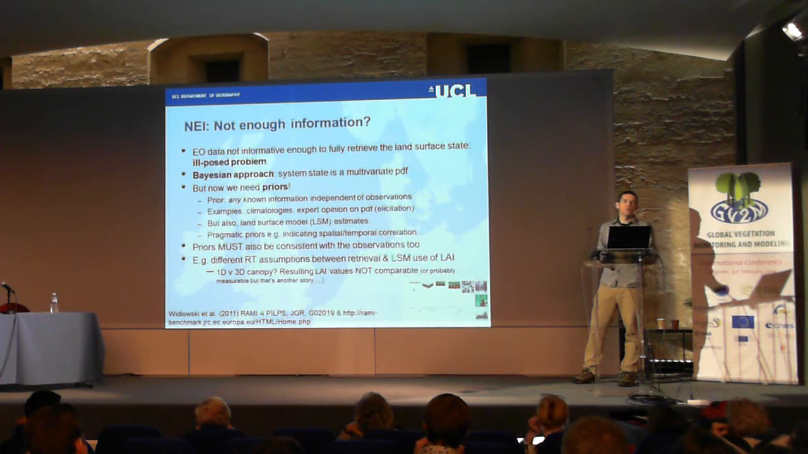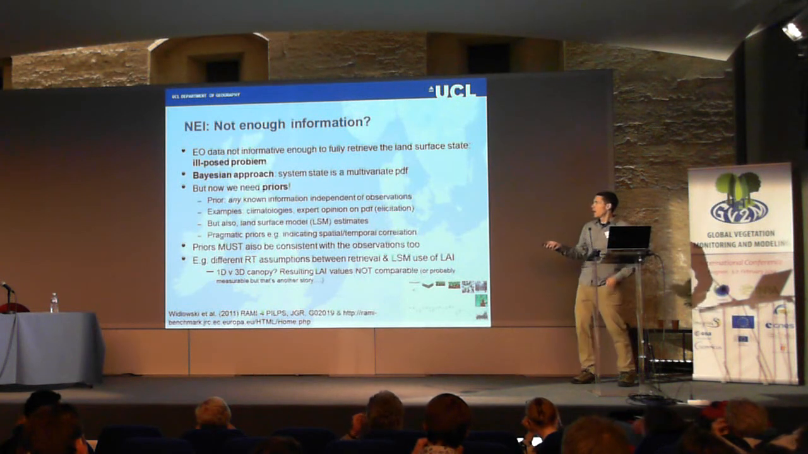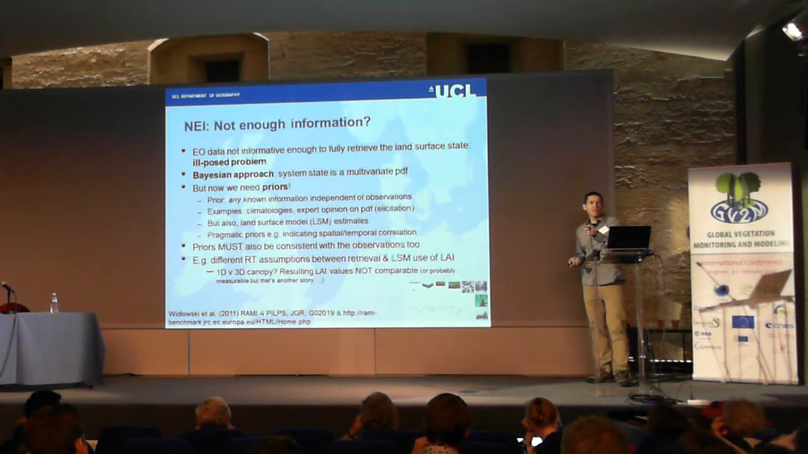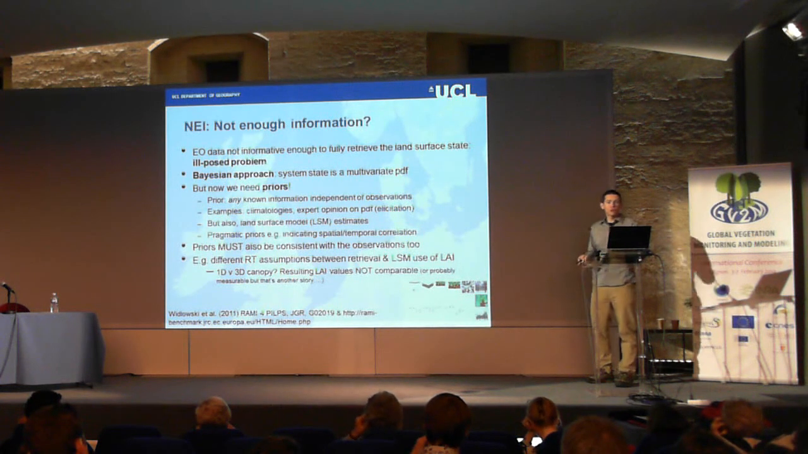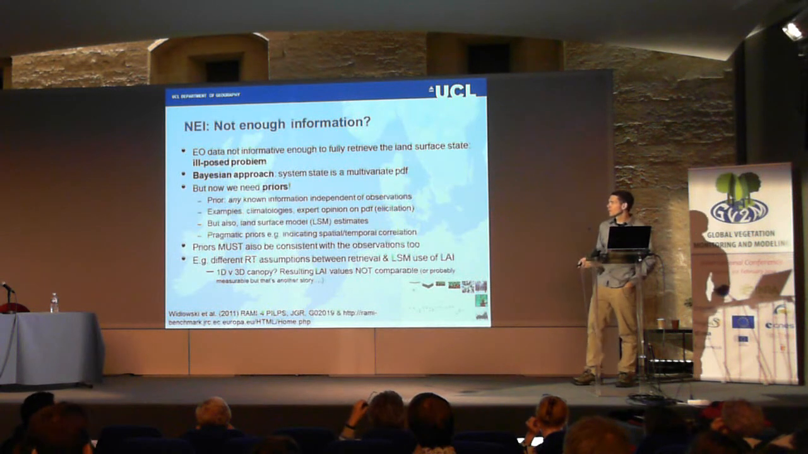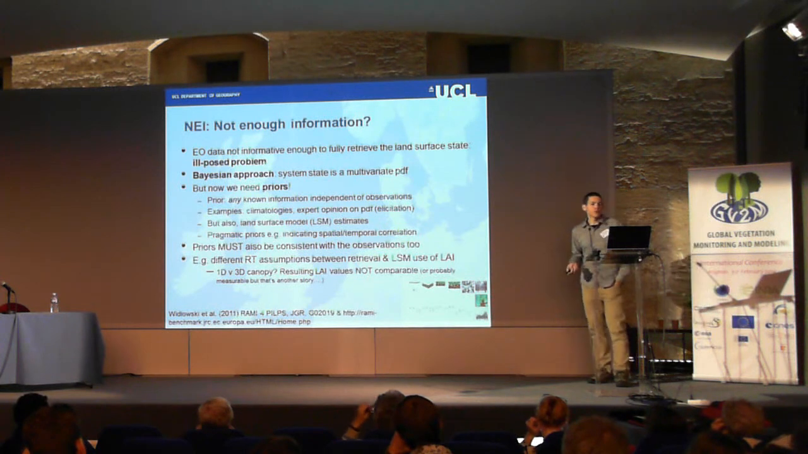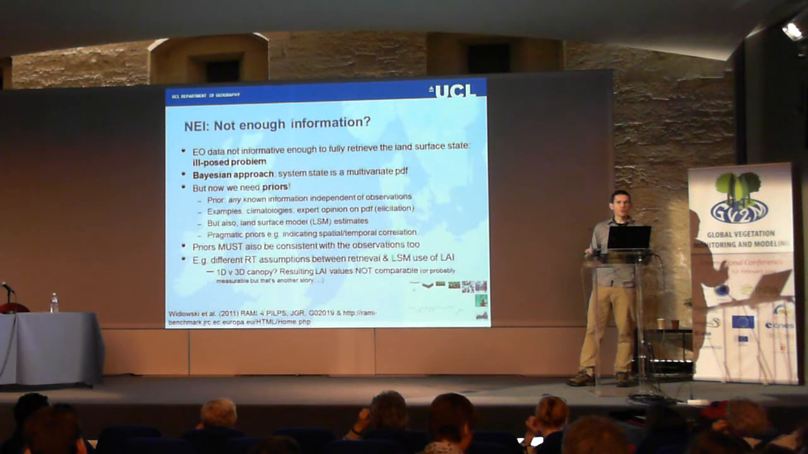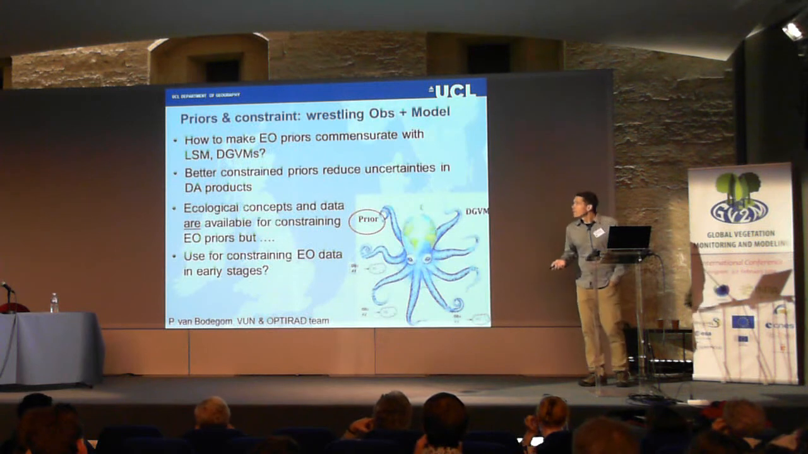Why choose one particular default parameter value of a large-scale model rather than another? We can do sensitivity analysis and so on, but elicitation is essentially getting people in a room and saying, where's your prior value on this distribution? Where is your prior? Also pragmatic priors, using spatial and temporal correlation. But these priors must be consistent as well. We know that even basic things like different radiative transfer model assumptions between our parameter retrievals and the land surface model introduce uncertainty, which is very hard to characterise in a data assimilation sense.